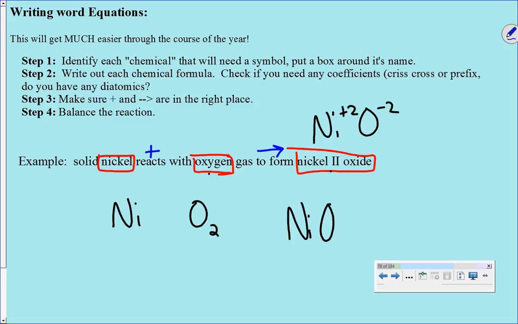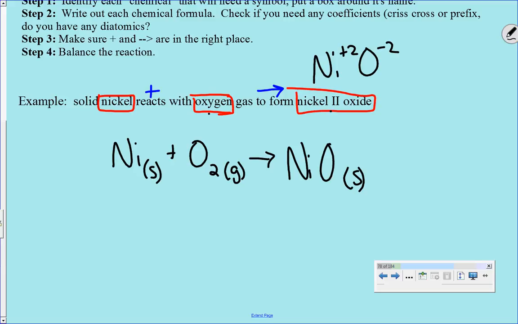It's also nice to go through at this point and see if there are any phases you need to indicate. So solid nickel, oxygen gas, and solid nickel oxide. So we're going to add in our plus signs and our arrows. Now we go ahead and we make sure that this is balanced.